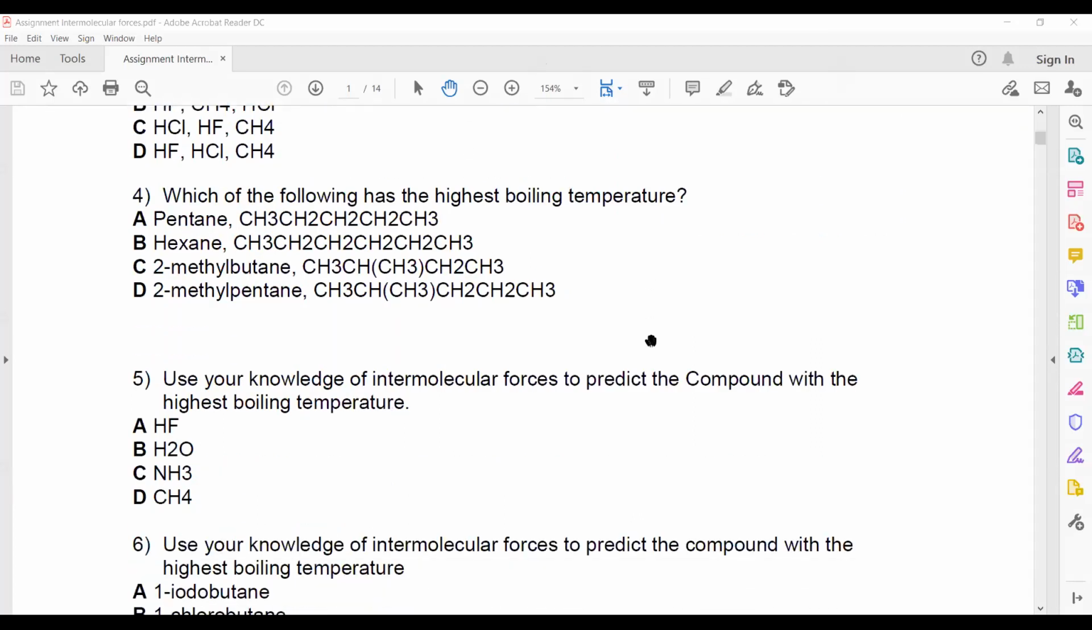Which of the following has the highest boiling temperature? Basically, two things you have to check for an organic compound. You have to check the length, the number of carbon and hydrogen atoms. The one with the greater number of carbon and hydrogen atoms will have the highest. And second, it should be a straight chain. If it is branched, then the boiling point decreases. But the first thing is the number of carbons and second is the branching. So first you will check which contains the maximum number of carbon atoms.